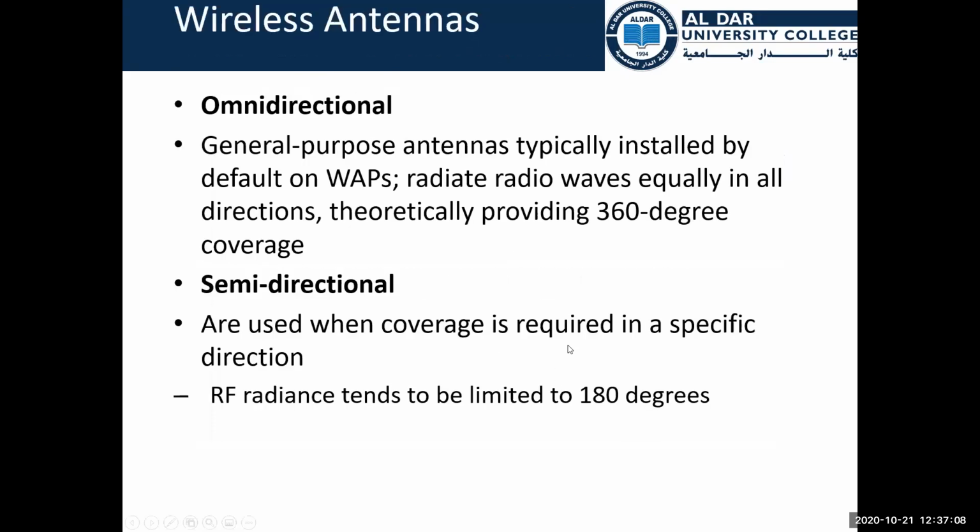This is the general purpose antenna typically installed on any access point. This is the most general one. It is used to distribute radio frequency all around the place, in all directions equally, providing 360 degrees of coverage. So its coverage is a circle. The omnidirectional has a circle coverage, and the access point is in the middle, at the center of this circle.